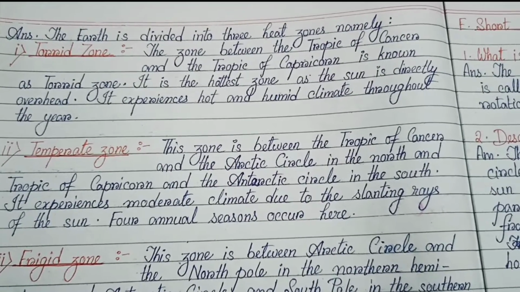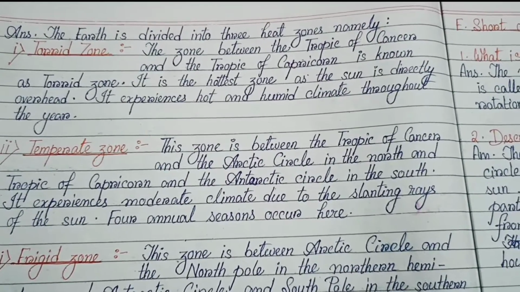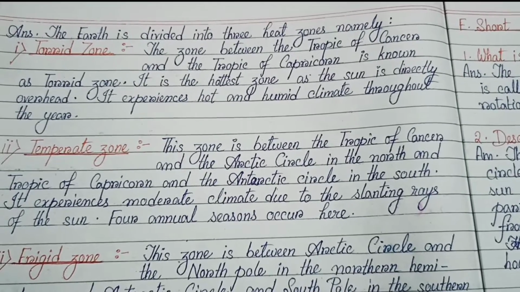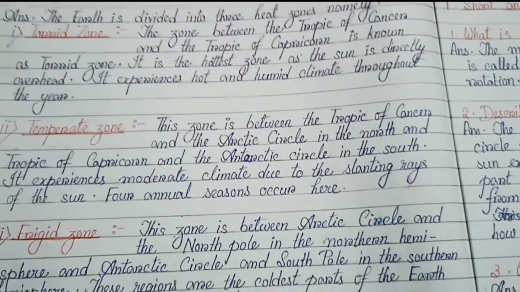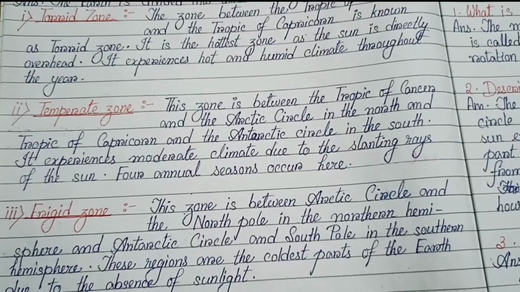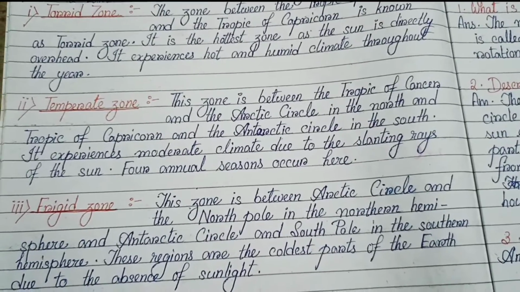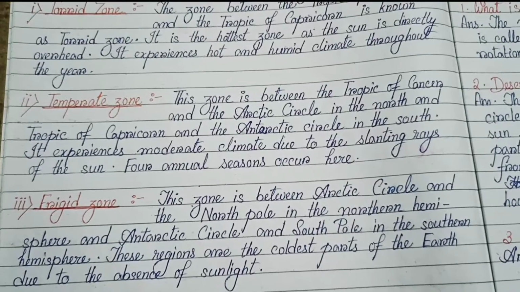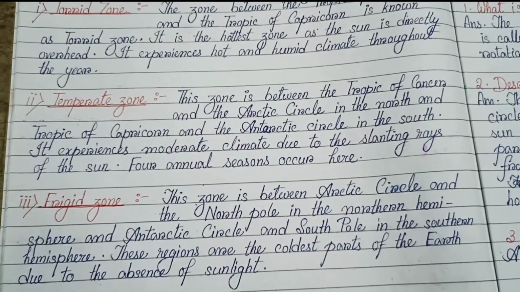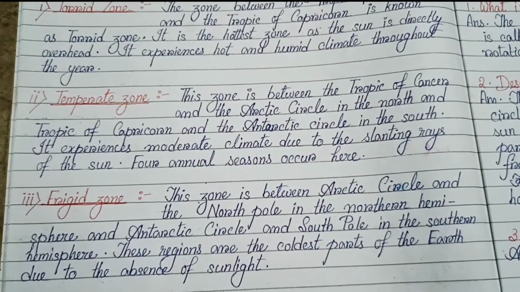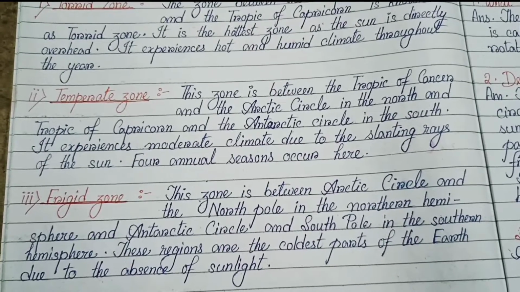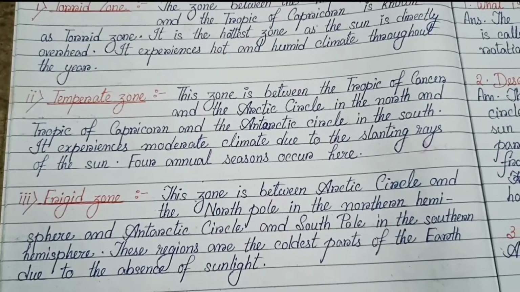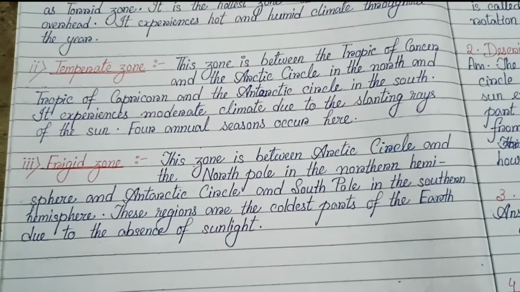It is the hottest zone as the sun is directly over it. It experiences hot and humid climate throughout the year. Temperate zone. This zone is between the Tropic of Cancer and the Arctic Circle in the north and the Tropic of Capricorn and the Antarctic Circle in the south. It experiences moderate climate due to the slanting rays of the sun. 4 annual seasons occur here.